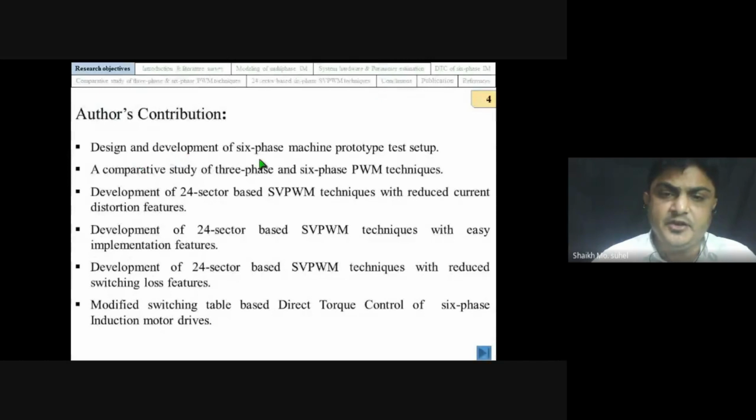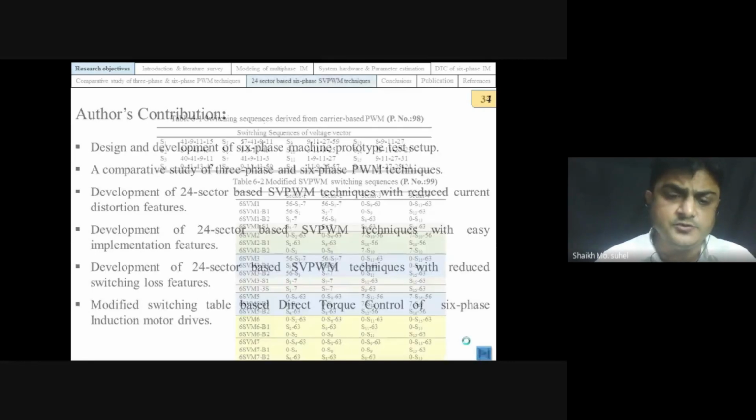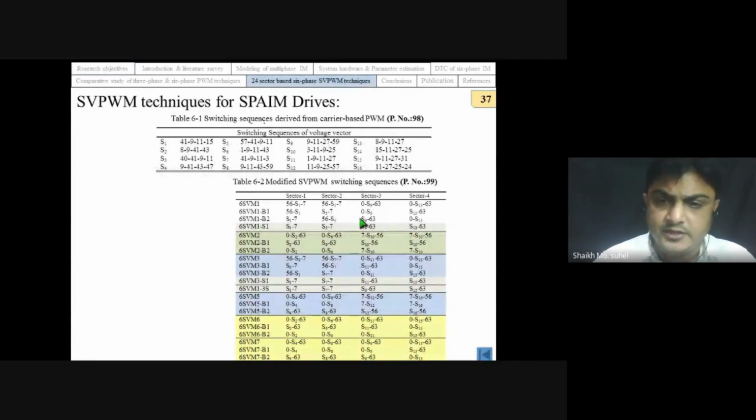We have designed and developed two types of six-phase machine, known as six-phase symmetrical and six-phase asymmetrical machine. We have performed a comparative study of three-phase and six-phase PWM techniques. We have developed a 24 sector based SVPWM technique that can reduce the current distortion. If you observe this table very carefully, the first three techniques are reported in the literature. All the remaining techniques were developed and designed by us.